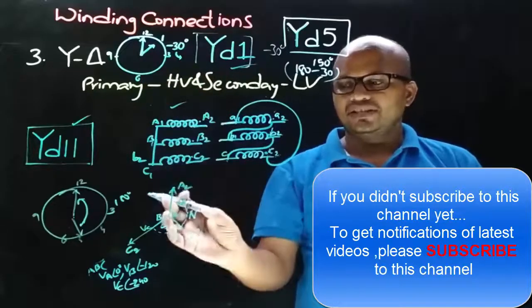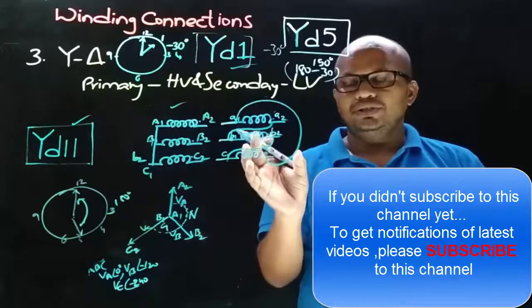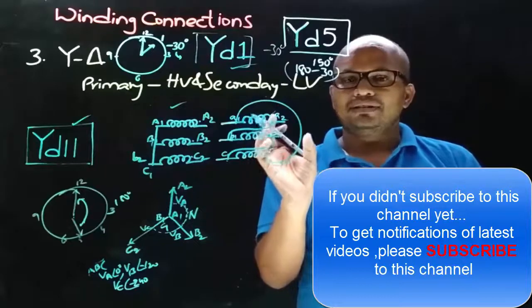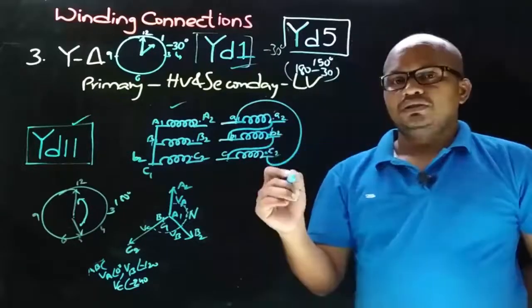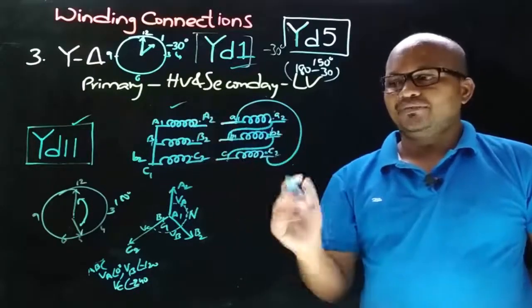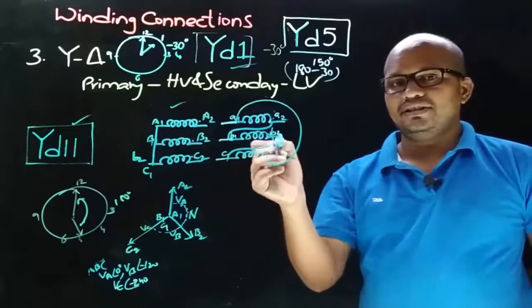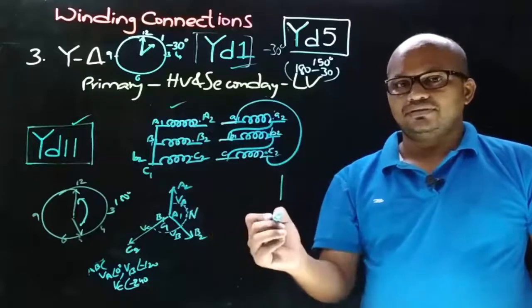The primary side phasor diagram is the same as that of all the previous three cases. Now we need to draw the phasor diagram for the secondary side winding connection, that is the LV winding connection. The secondary side phasor is drawn parallel to the primary side phasor. So let's draw the secondary side VA phasor parallel to the primary side VA phasor.